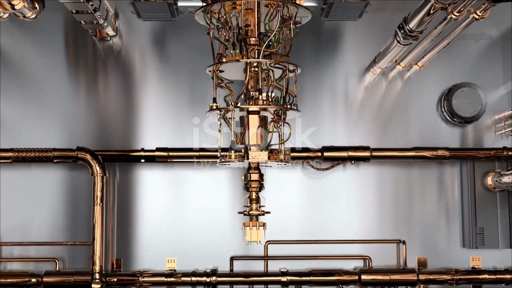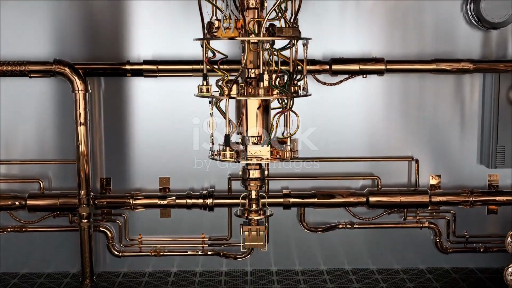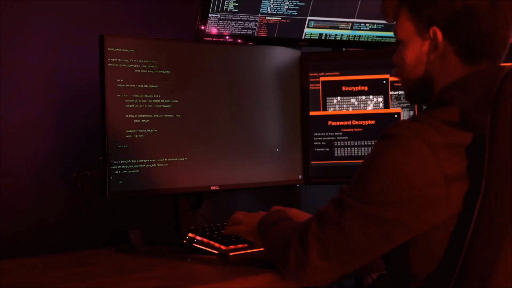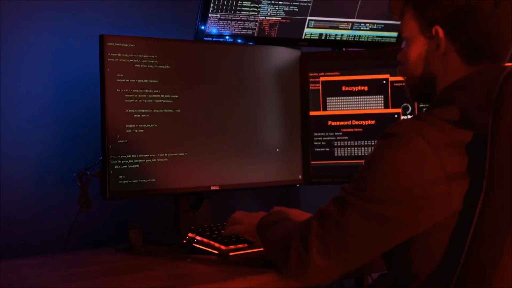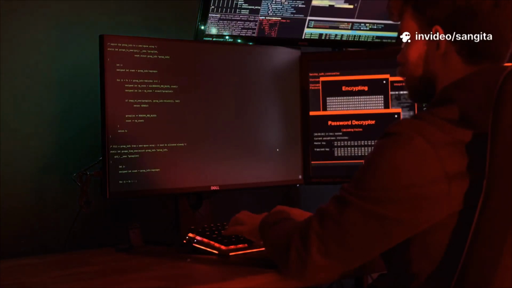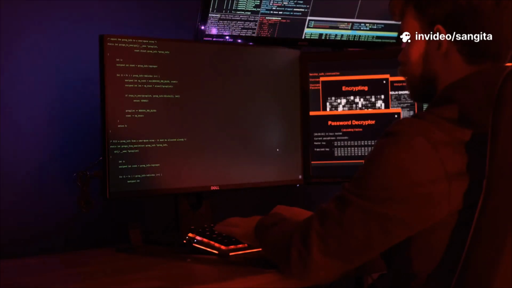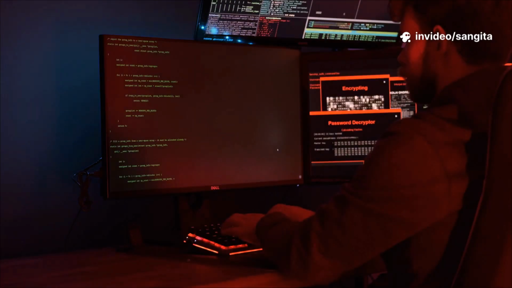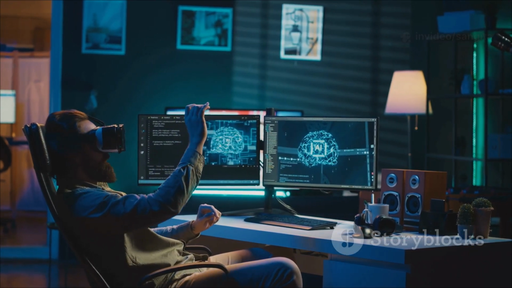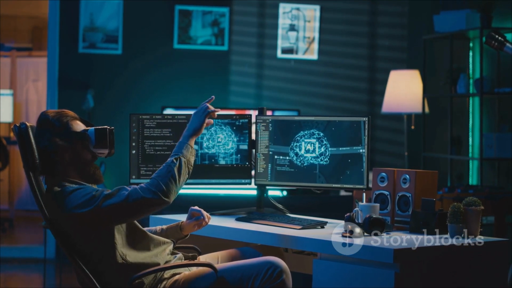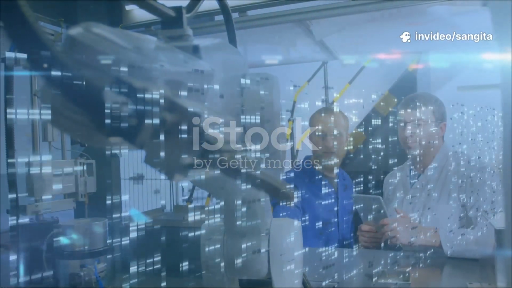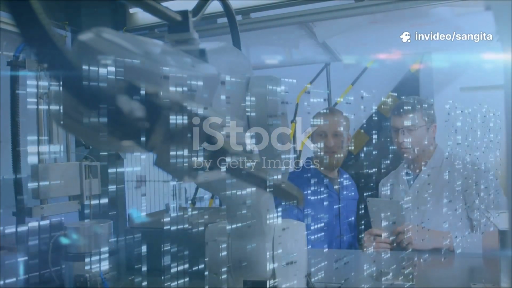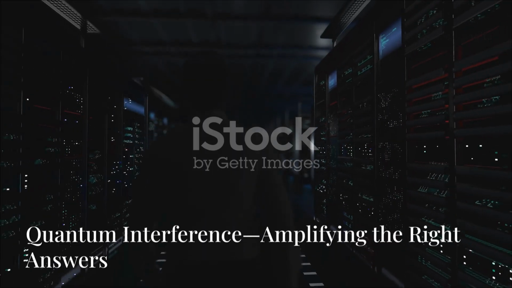Alright, let's talk about some example algorithms that are really changing the game in quantum computing. First up, there's Shor's algorithm, which can crack large number factoring exponentially faster. Basically, it could break RSA encryption, which is kind of a big deal. Then we've got Grover's algorithm, which is all about speeding up unstructured search problems. And there's also the quantum approximate optimization algorithm, or QAOA, which helps solve tricky combinatorial problems like route planning. Pretty impressive stuff, right?